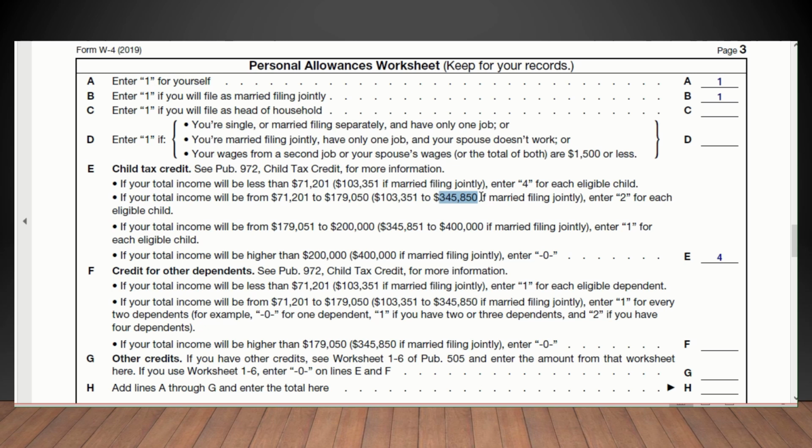If you're greater than 200,000 or 400,000 when you add up all your income, you don't get the child tax credit, so you enter 0. So in this case, we'll just make the assumption that we're going to be within the first range where nothing is phased out, so we just enter 4 there.